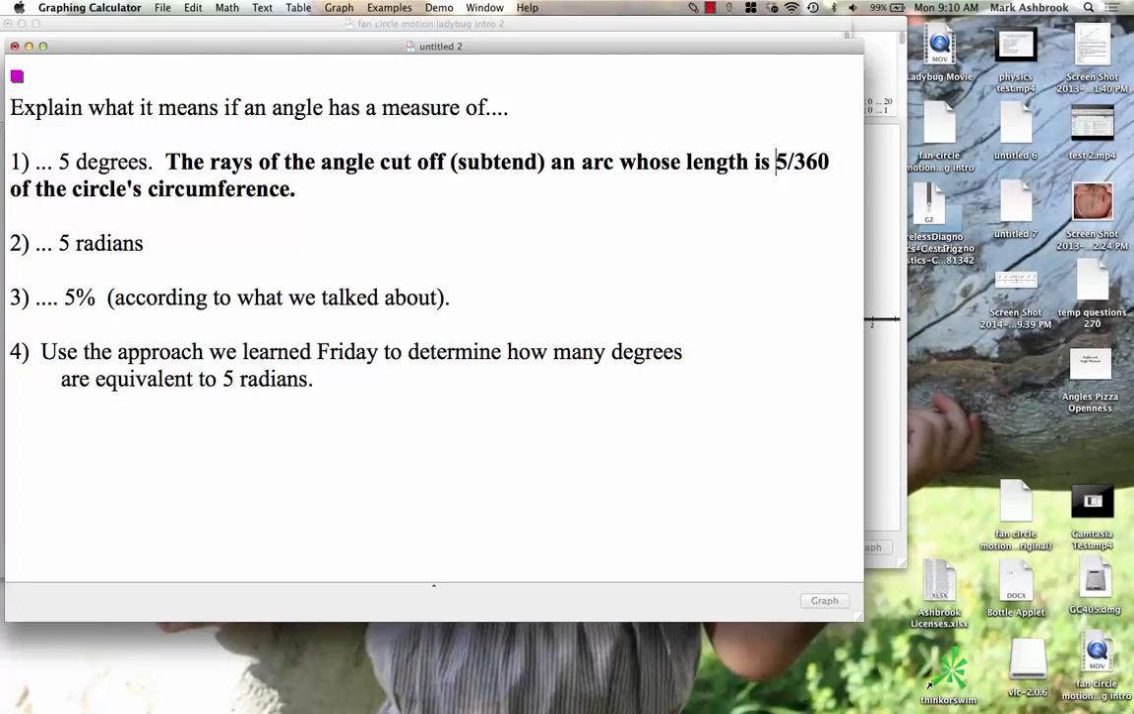Okay, so raise is 1 point. That the raise cut off, that's 2 points. That it's cutting off an arc, that's 3 points, an arc. 5 360ths, that's the fourth point. And then of the circle circumference, that's the fifth point. So it's worth 5 points.